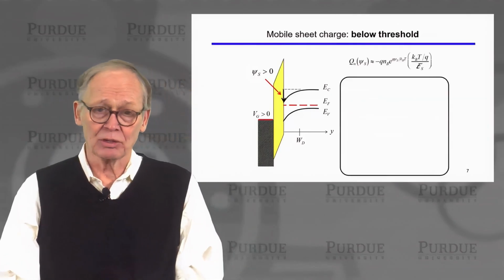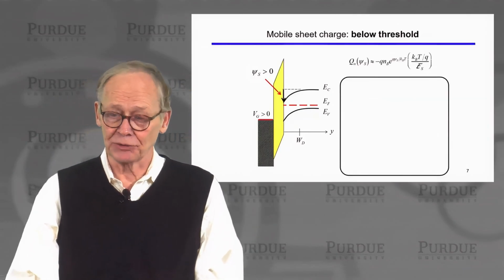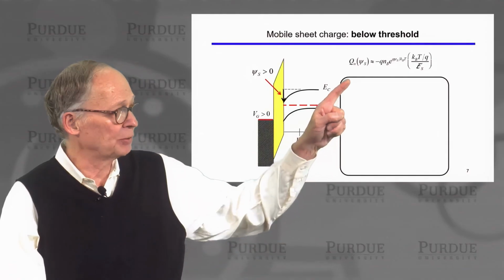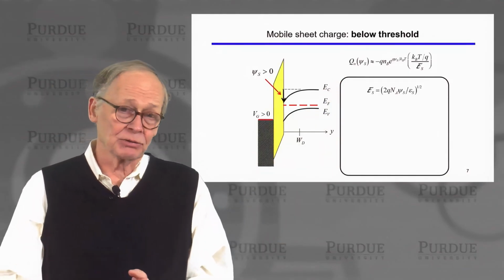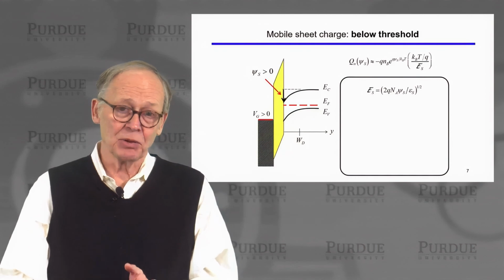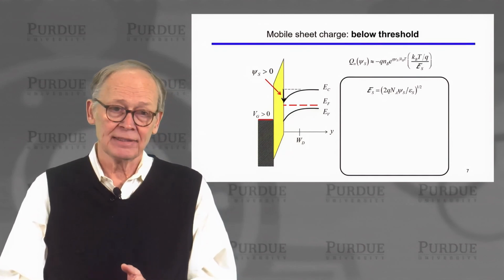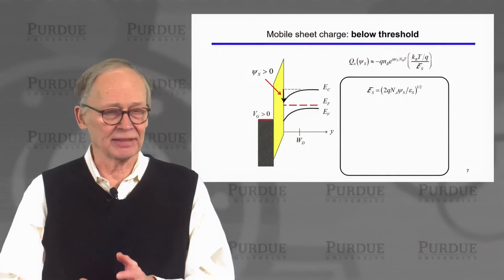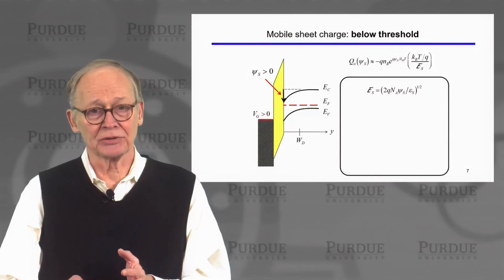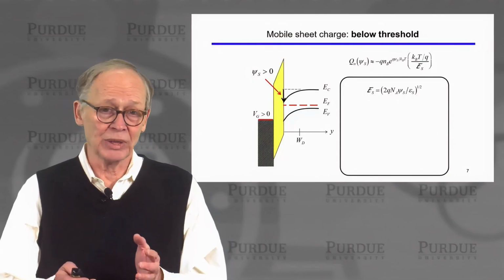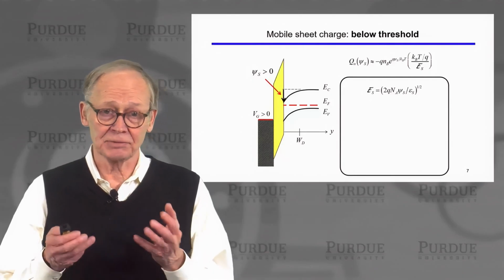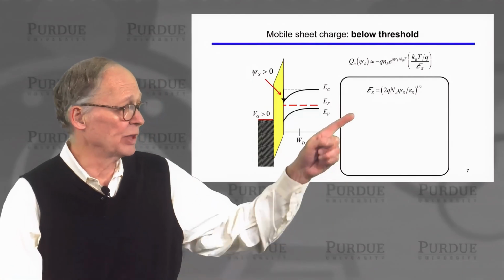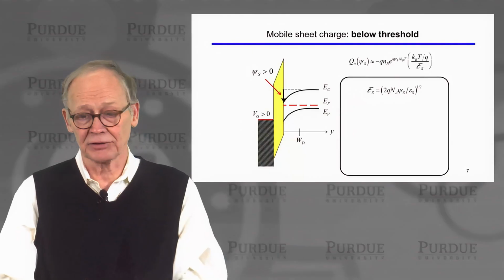Okay, so let's look below threshold first. We'll begin with the expression that we just derived. Below threshold, the electrostatics is mostly determined by the ionized acceptors because the concentration of mobile electrons is so small. Well, we can then determine the electric field at the surface using our depletion layer theory. So we have an expression for the electric field at the surface.